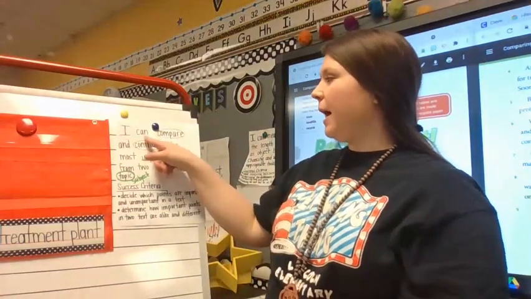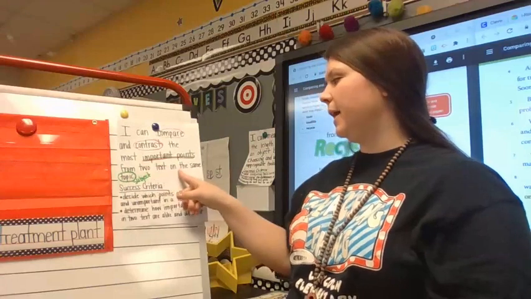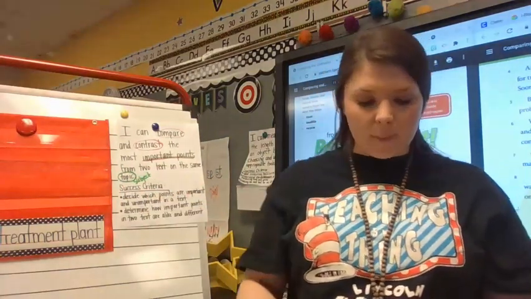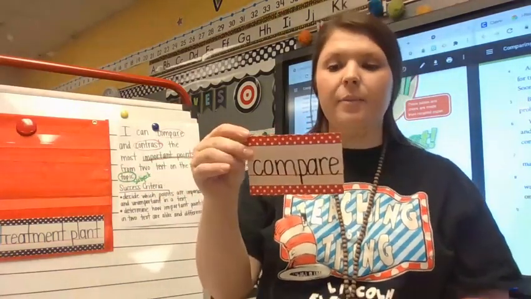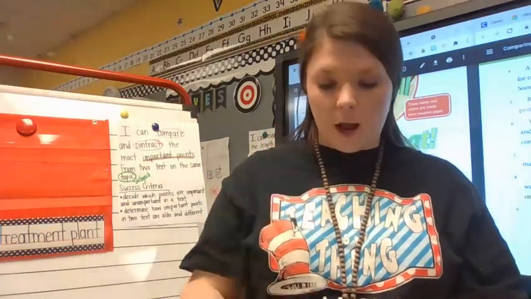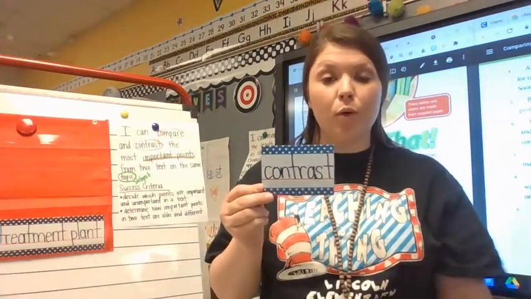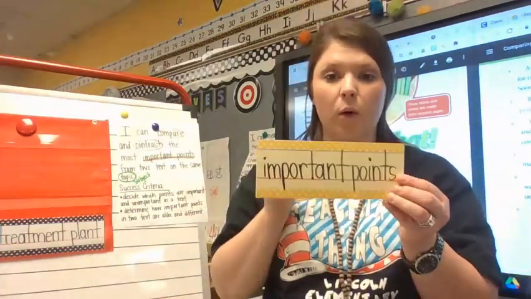Let's go ahead and get started by reading our learning target. I can compare and contrast the most important points from two texts on the same topic. So this word compare means to describe how two or more things are similar or alike. And then we have the opposite of that, which is contrast, to tell how two or more things are different. And the way that we compare and contrast text is we look for the most important points.